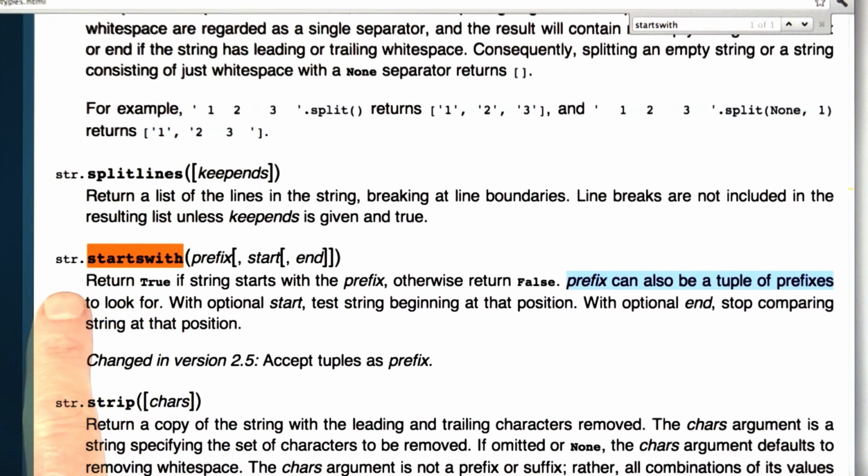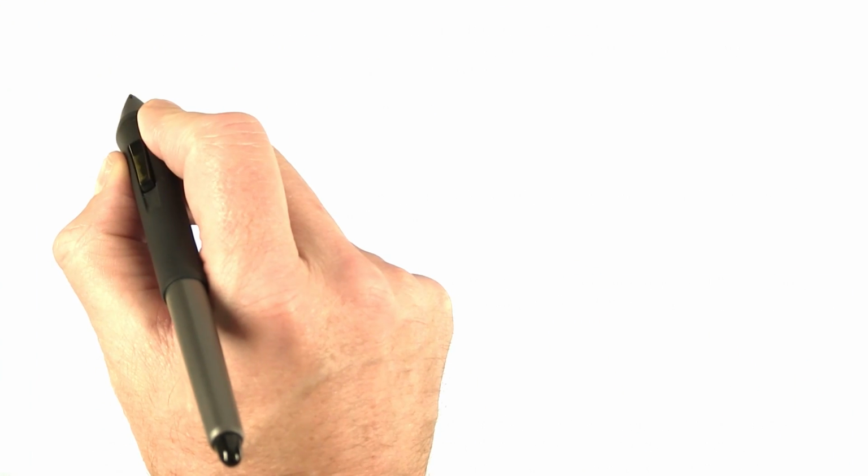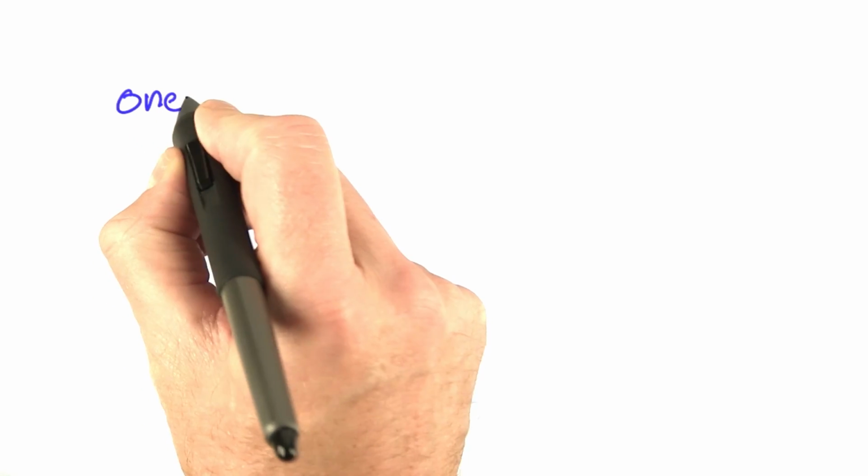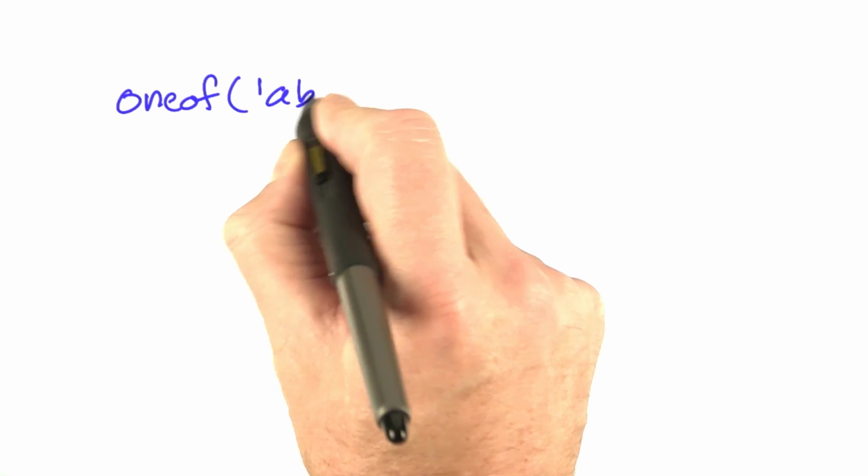And here I have the documentation from the Python manual for the string startswith method. And it says it's true if the string starts with a prefix. So we can ask, does some string start with a particular string? Yes or no. But prefix can also be a tuple of prefixes to look for. So all we have to do is arrange for that X to be a tuple, and then it automatically searches for all of them.